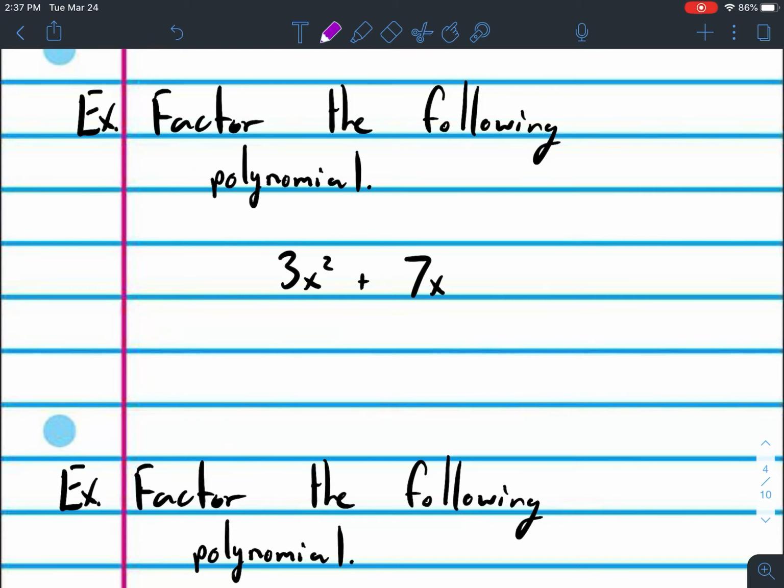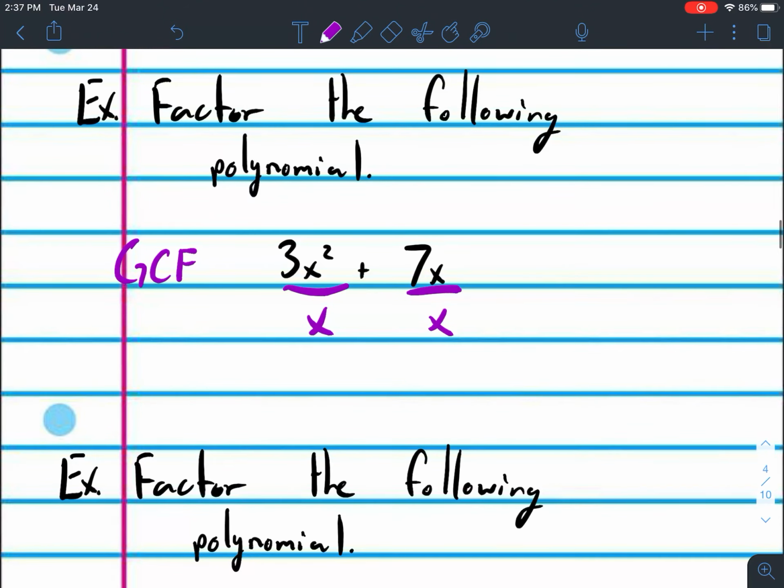Now, on this one, so first step, GCF. Okay. What's common between all of these? X and x. So we can take out an x. If we take out an x, we're left with 3x plus 7. All right, 3x plus 7. So with that being said, this right here is not a quadratic, which means we cannot use Xbox or anything else. Therefore, we are done.